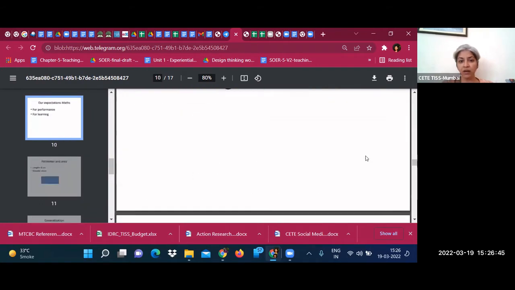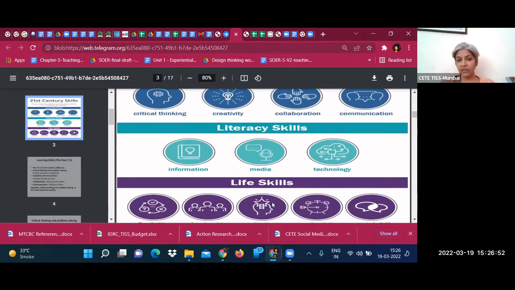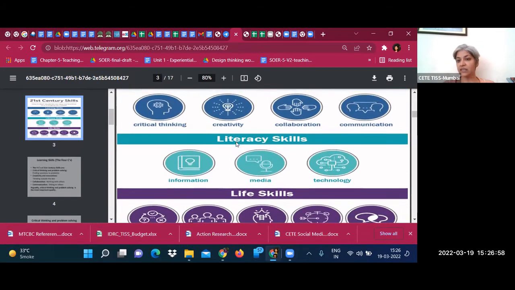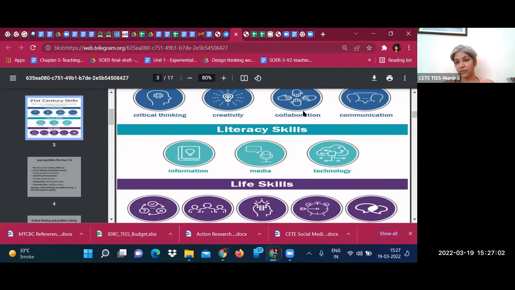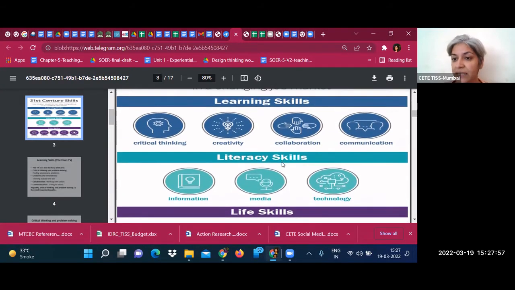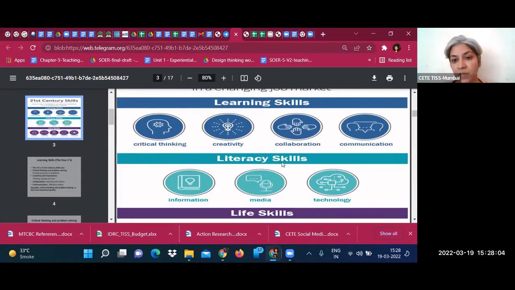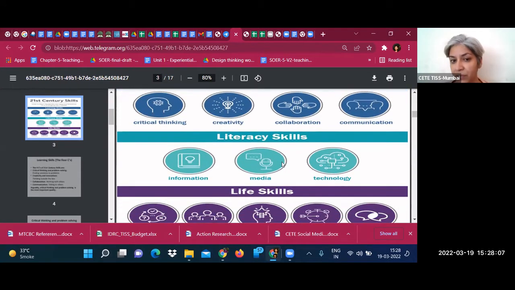So let's go to the first slide itself. I think that is the most important one. Can we think of some task or some experience in which we are integrating these learning skills, literacy skills, and the life skills? Whatever your initial idea is, you can take 2 minutes to think about it, and then you can share it. These three are 21st century skills: learning skills, literacy skills, and life skills. So can you think of some activity or some experience in which all these three can be developed?